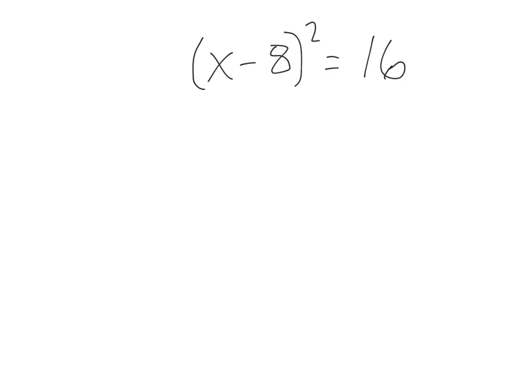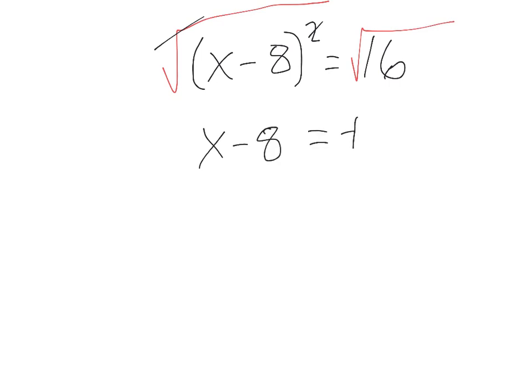Okay, so now let's review how do I solve a quadratic using a square root. So remember, the first thing I do is I take the square root of both sides. Okay, that means those two cancel. And so I get x minus 8 equals plus or minus. Now, I happen to know that the square root of 16 is 4. So that I know it's x minus 8 equals plus or minus 4.